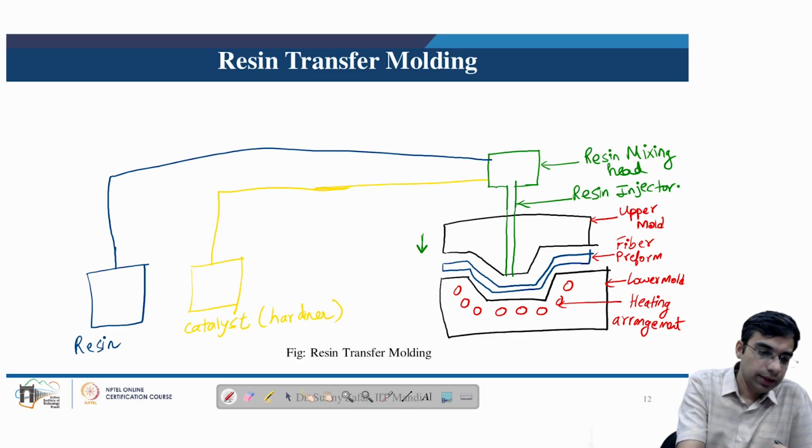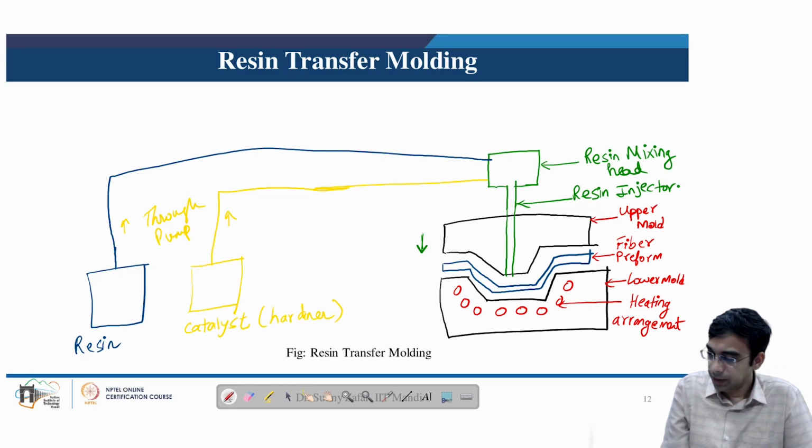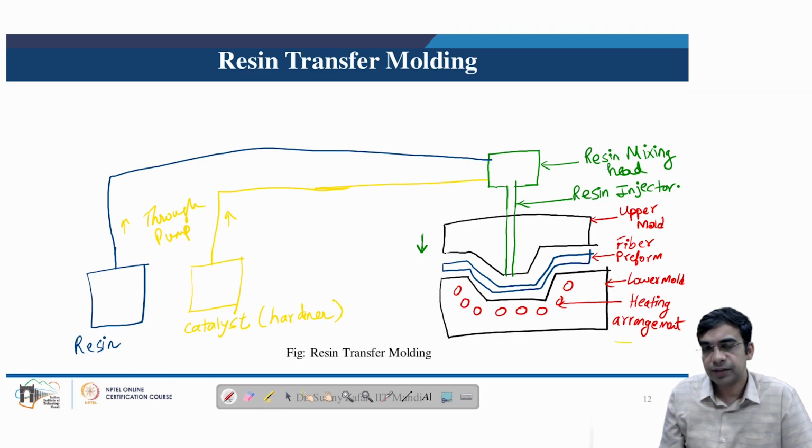So the pump arrangement is there. So through the pump, both of these components are pumped here, and in the mixing head basically the proper mixing of the resin and hardener is done before it is injected into the mold where the fiber preform is already placed. The heating arrangement here can facilitate faster curing, and this can also improve the part quality, reduce several defects and so on. So this is basically the complete arrangement of the resin transfer molding equipment.